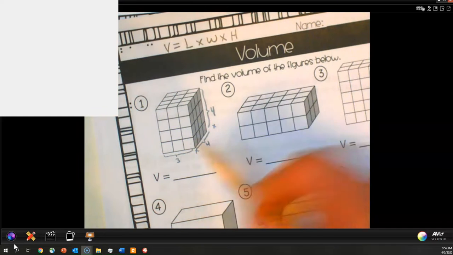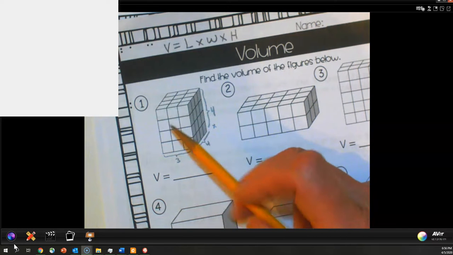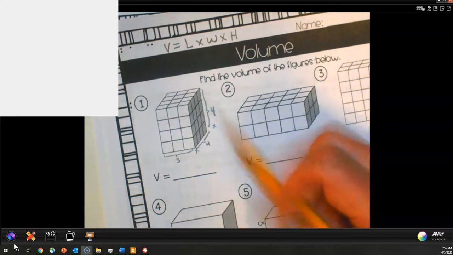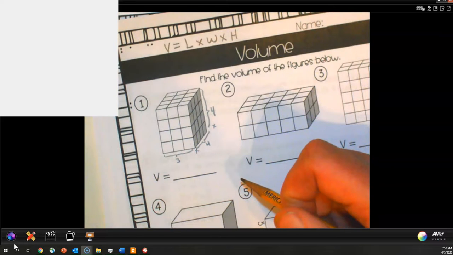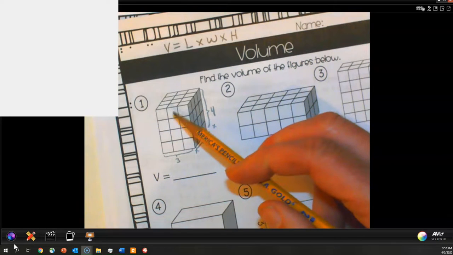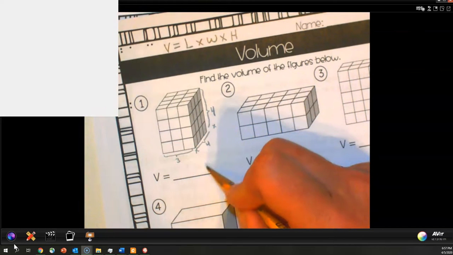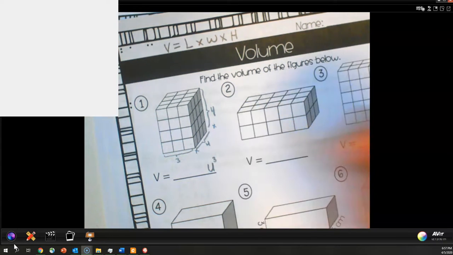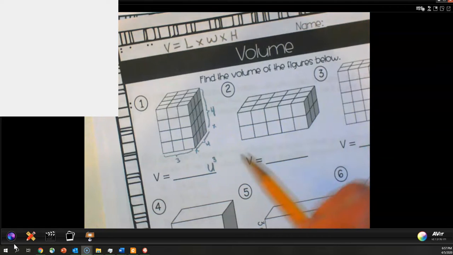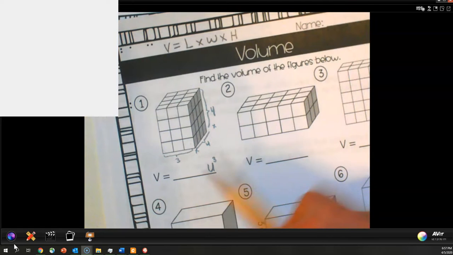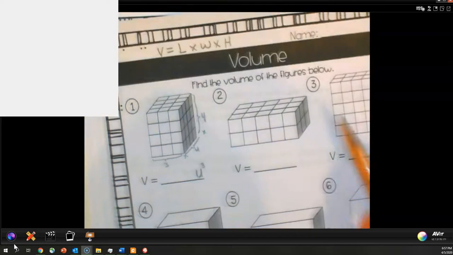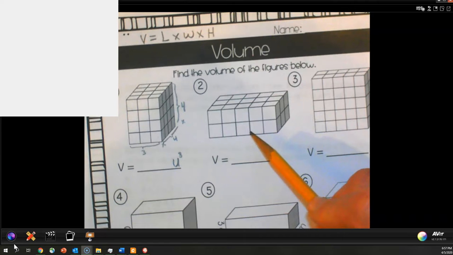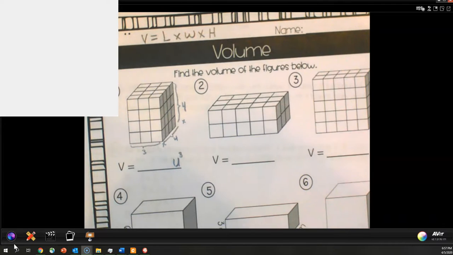Now, remember, if they don't give you a unit of measurement here, and they don't tell you whether these are cubic centimeters, cubic inches, cubic miles, we don't know. So in these situations, you're always going to write your answer as units with a U and a little 3, which is for cubed. So it's units cubed. I'm going to let you figure out the rest of this by multiplying it out and then writing the answer here. You do exactly the same things for numbers 2 and 3. We're going to go ahead and move on down to the next ones.